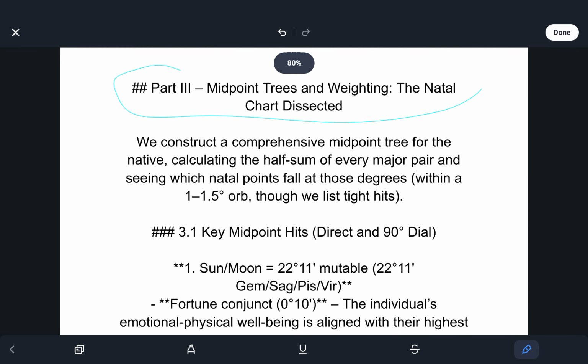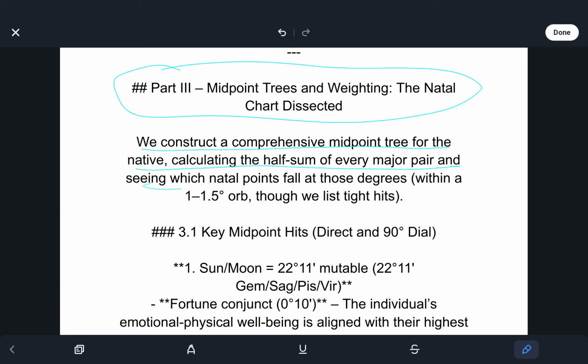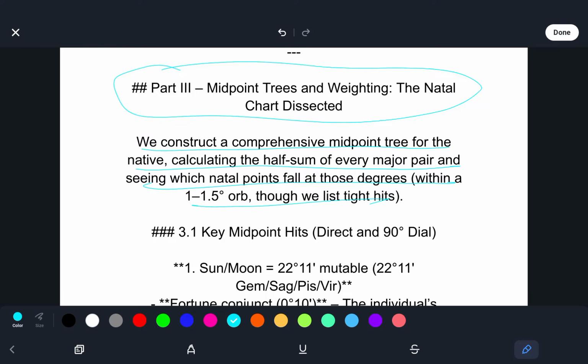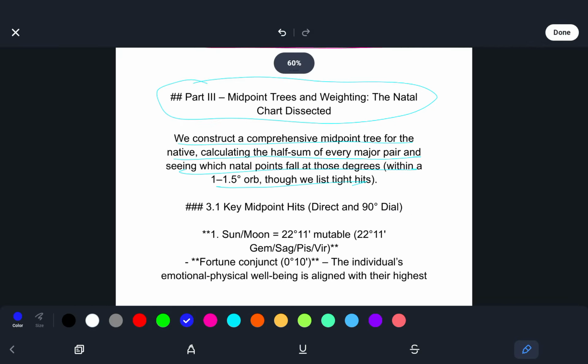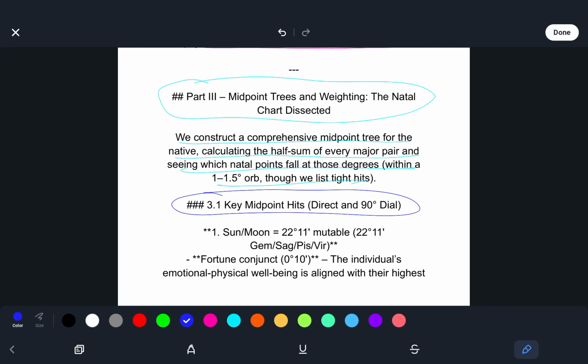Alright, part 3: midpoint trees and weighting, the natal chart dissected. We construct a comprehensive midpoint tree for the native, calculating the half sum of every major pair and seeing which natal points fall at those degrees, within a 1 to 1.5 degrees orb, though we list tight ones. Key midpoint hits, direct and 90 degrees dials. For example, Sun-Moon equals 22 degrees 11 mutable: Gemini, Pisces, Virgo.